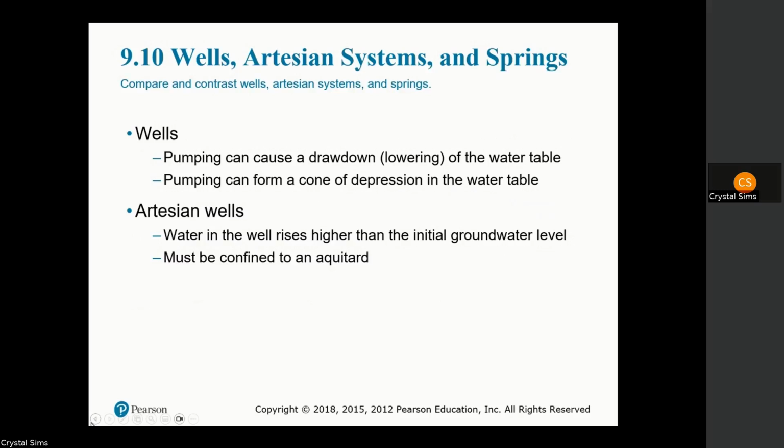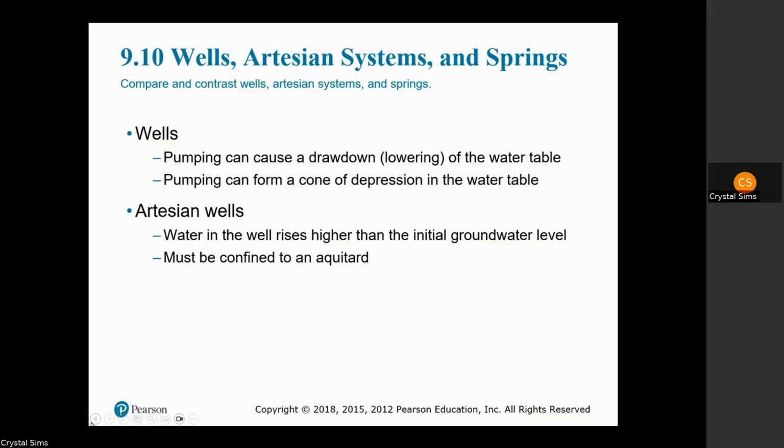So looking at wells, artesian systems, and springs. So wells are the most common method for removing groundwater. There are approximately 16 million water wells in the United States. More than 13 million of those are private wells. To ensure the continuous supply of water, a well must go below the water table.